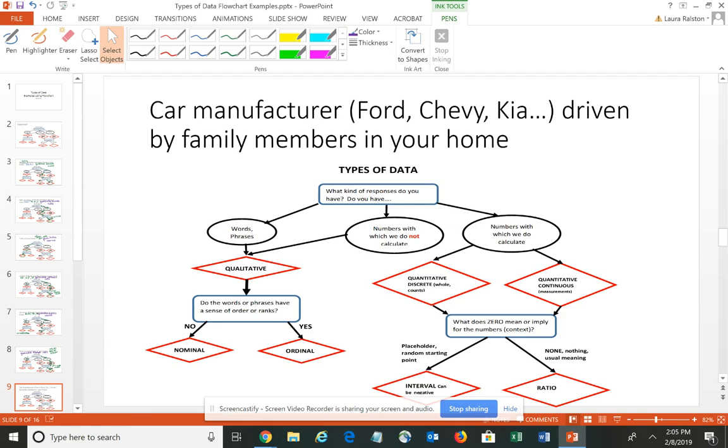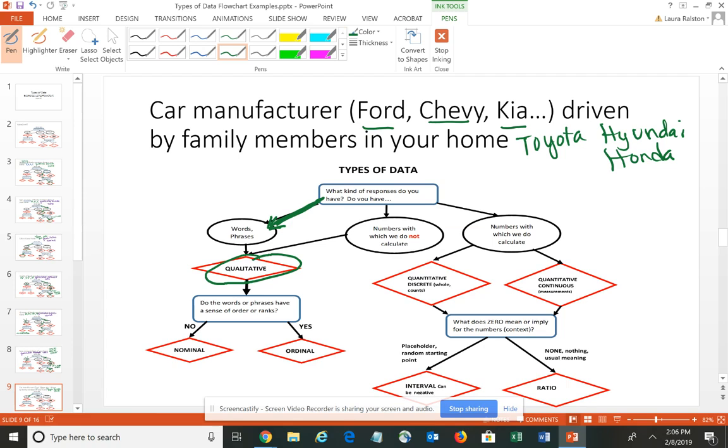All right, the next one. Car manufacturer, Ford, Kia, Chevy, driven by family members in your home. So again, think about the question. The question would be, what kind of car do you drive? And your response would be something along the lines of Ford, Chevy, Kia, Toyota, Hyundai, Honda. And notice you're getting words or phrases. So that takes me over to words and phrases. That's pretty easy. So that makes it qualitative.